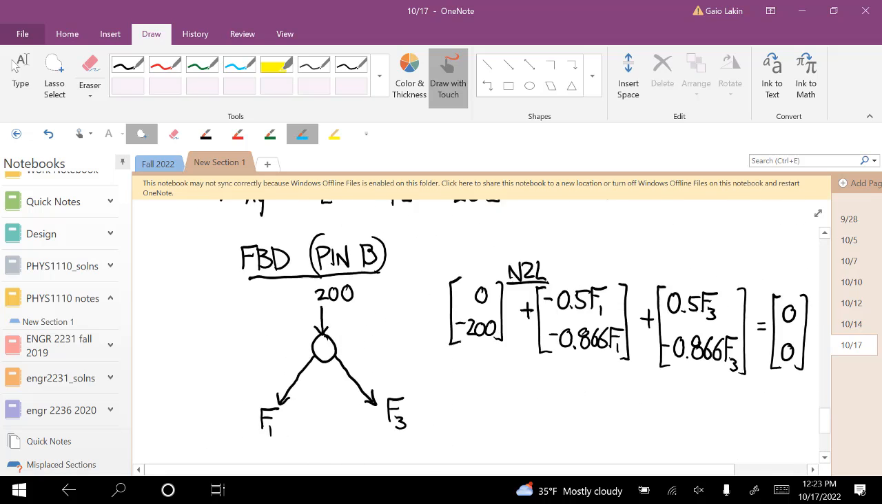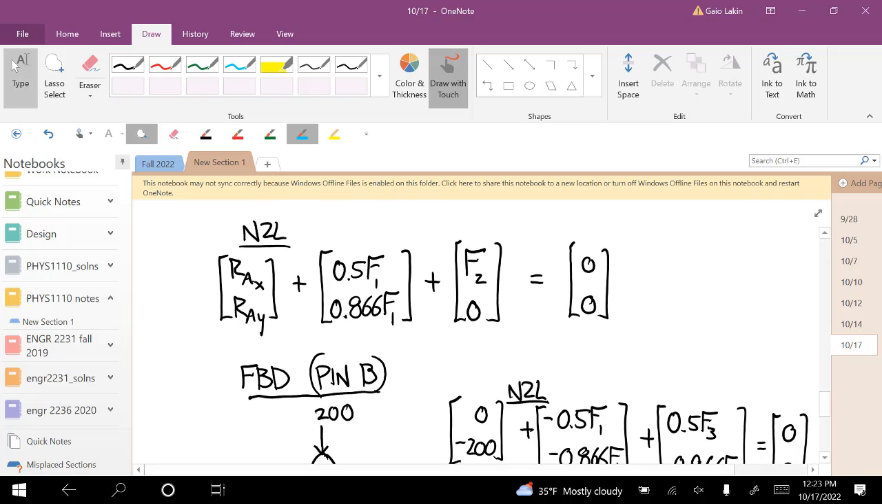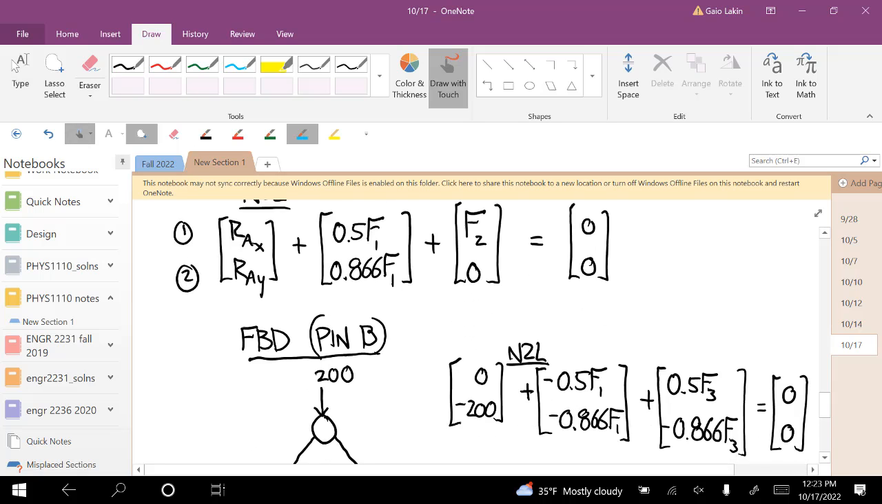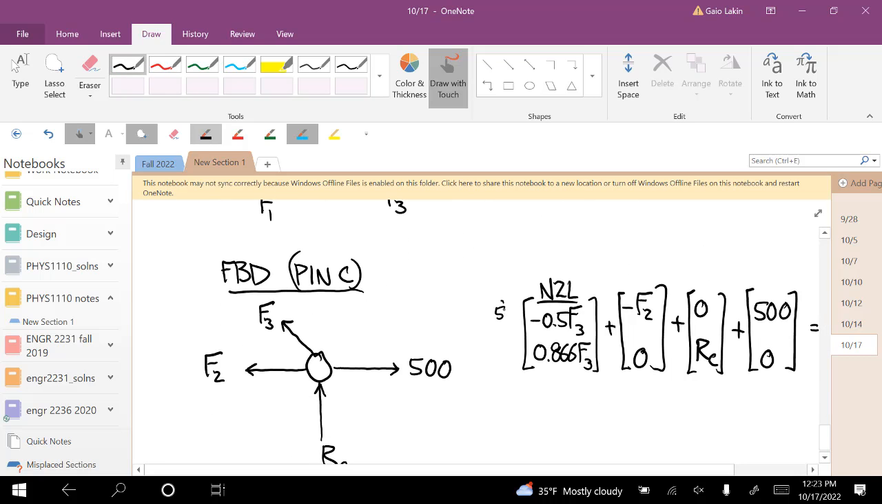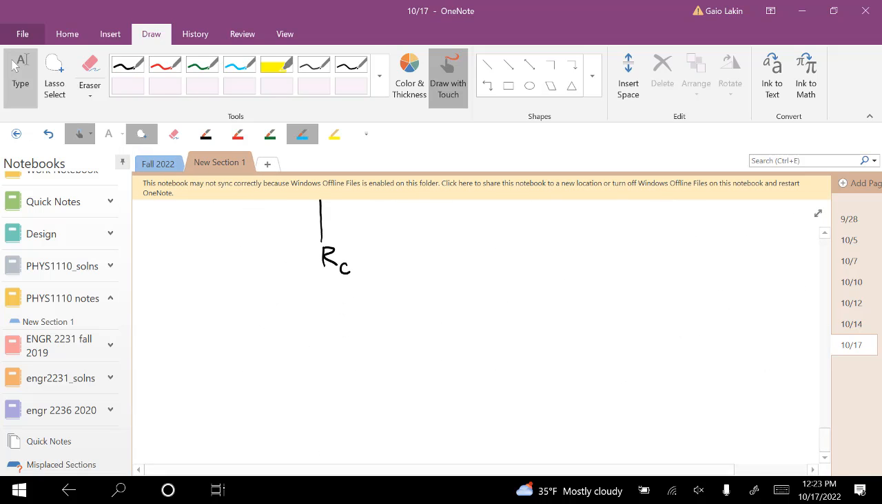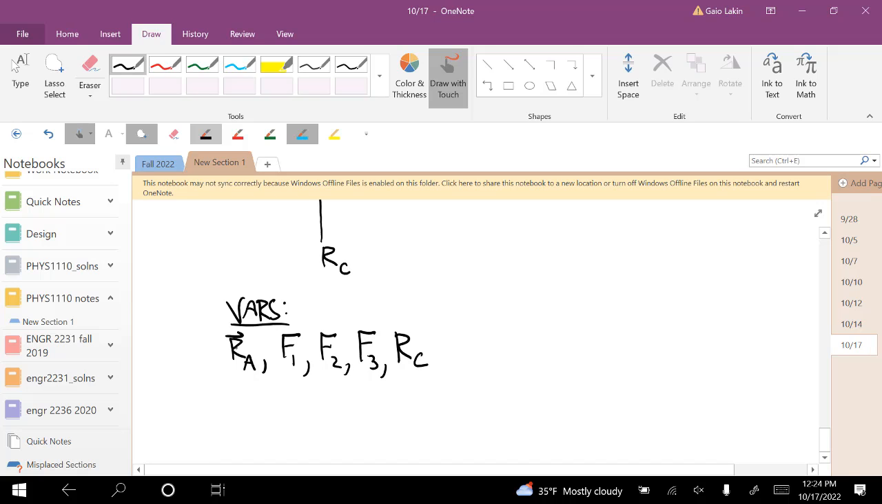Okay, so now we have 6 equations, right? The x and y for each one of these, 1, 2, 3, 4, 5, 6. And for variables, we have RA, F1, F2, F3, and RC. 1, 2, 3, 4, 5, 6. So 6 variables, 6 equations. And you can solve that with reduced row echelon form or whatever.